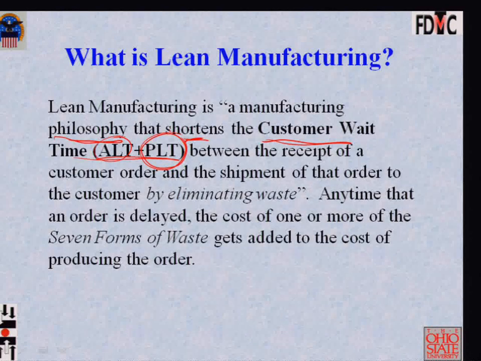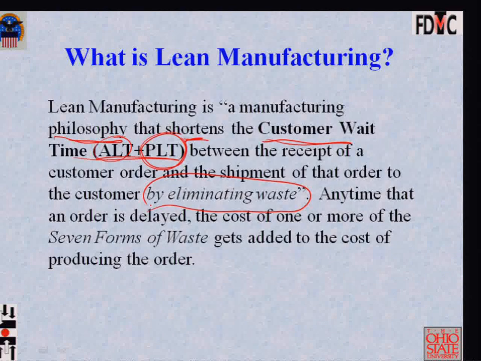So lean manufacturing is a manufacturing philosophy that shortens the customer wait time between the receipt of a customer order and the shipment of that order to the customer by eliminating waste. So fundamentally, and there's a bias, I'm kind of also influenced by theory of constraints and constant work in process, quick response manufacturing. If we're looking at shortening the total time that the customer has to wait, essentially what lean embodies and what Toyota really opened everybody's eyes to is a lot of the time that the order waits, not being completed, is in waste.